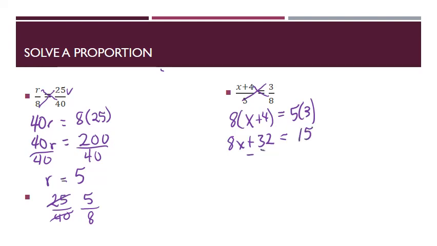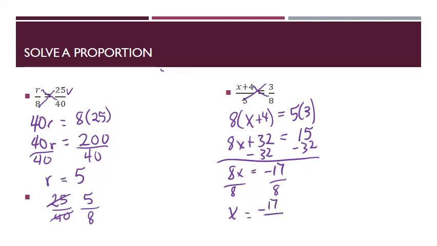And now I want to subtract 32 from both sides, which is going to leave me with 8x equals, let's see, 15 minus 32. That should leave me negative 17 if I got my math correct in my head. You might want to double check me. And now we're going to divide both sides of the equation by 8. So I've got x equals negative 17 over 8.